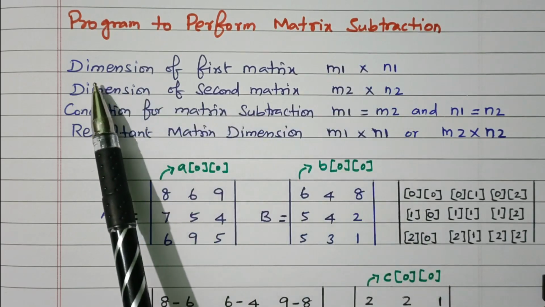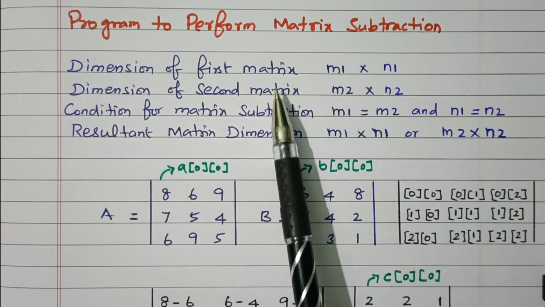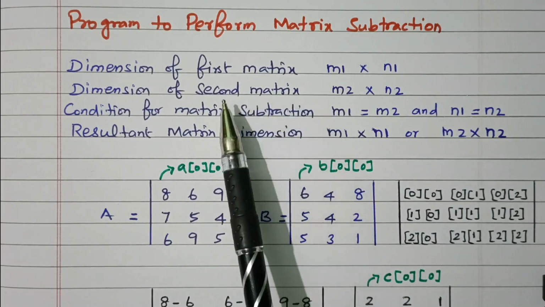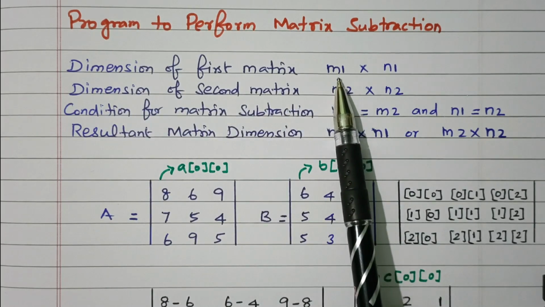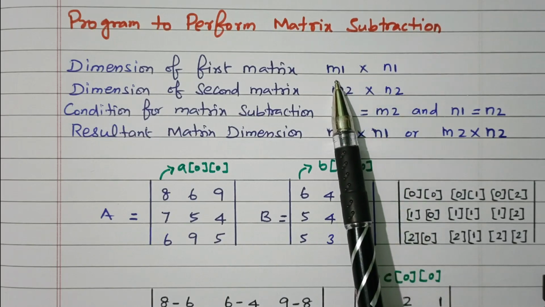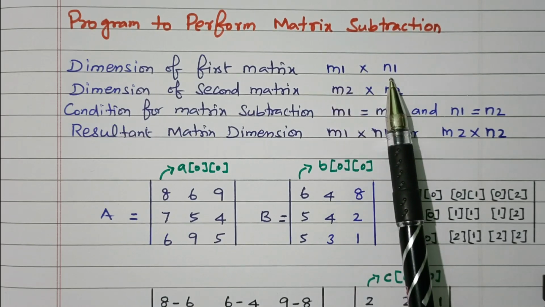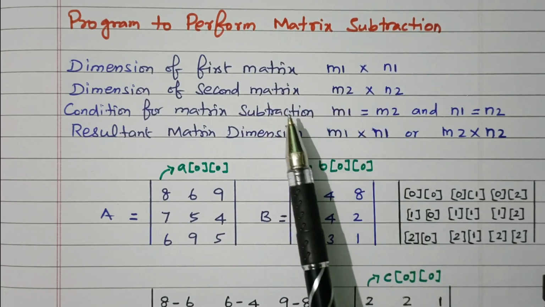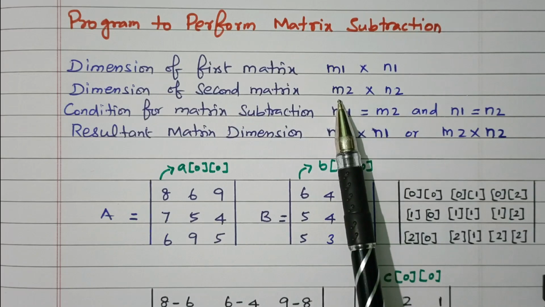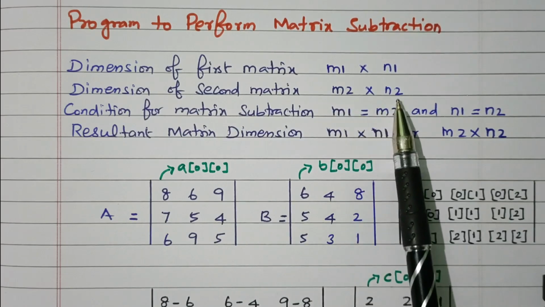In this we need to see the dimension of the first matrix, second matrix and resultant matrix. That is important. First you will see the dimension of the first matrix, m1 into n1. That is nothing but the number of rows is m1, the number of columns is n1 for the first matrix. The second matrix is m2 into n2: number of rows is m2, number of columns is n2.